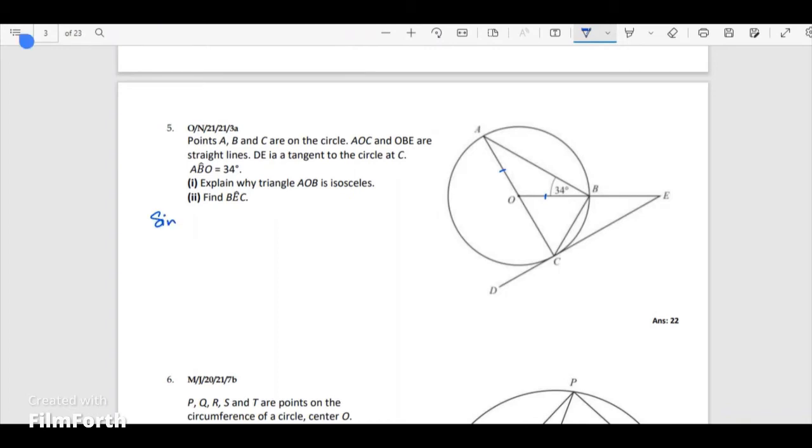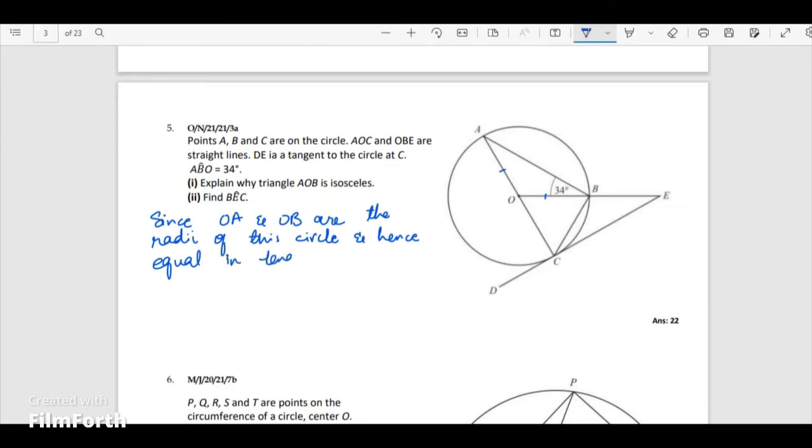So since OA and OB are the radii of this circle, and hence equal in length, therefore triangle OAB is an isosceles triangle. That's that. You may write it down however you want to.